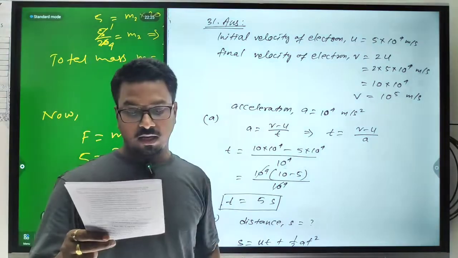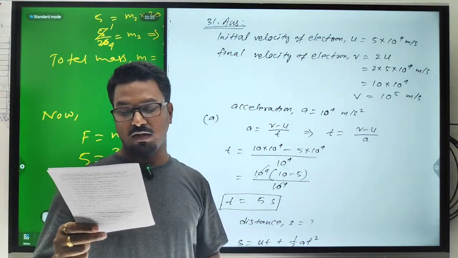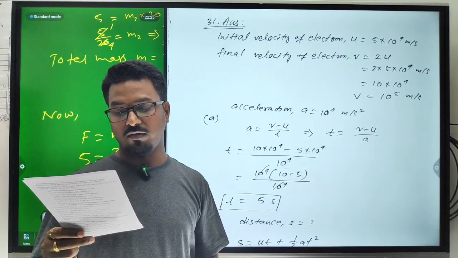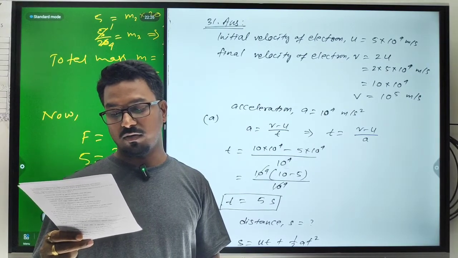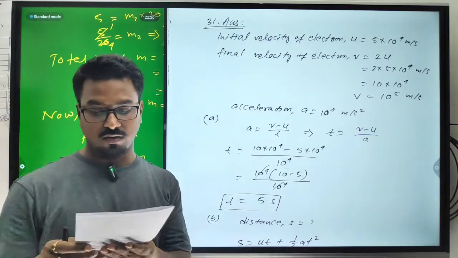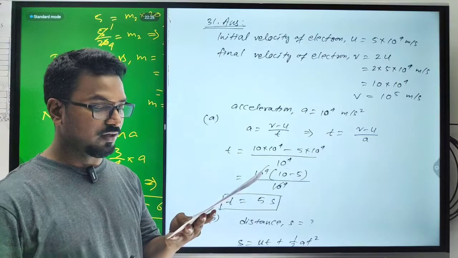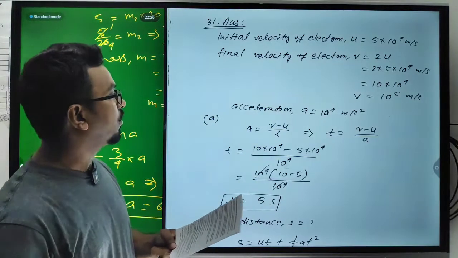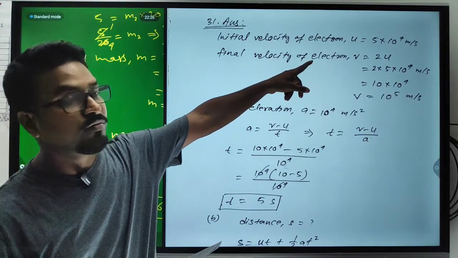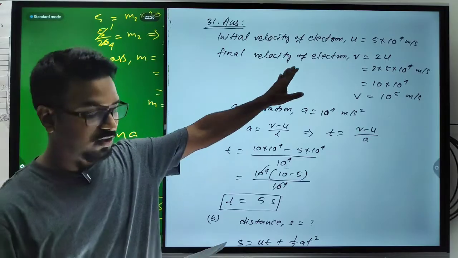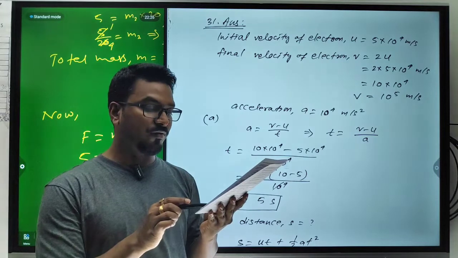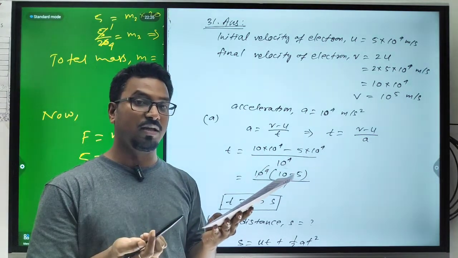An electron moving with a velocity of 5 into 10 to the power 4 meter per second enters a uniform electric field and acquires a uniform acceleration of 10 to the power 4 in the direction of its initial motion. Calculate the time in which the electron would acquire a velocity double of its initial velocity.